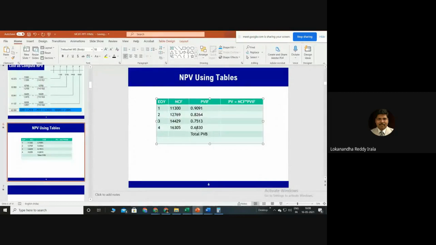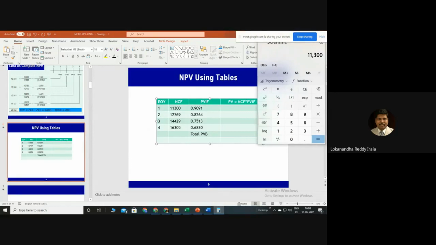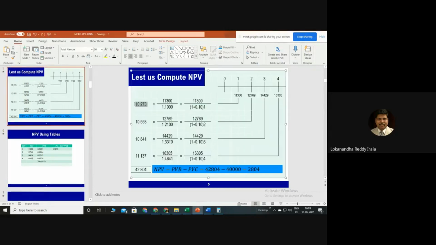Now, if you multiply the net cash flow with the present value interest factor, you get the present value directly. So let us see: 11,300 multiplied by 0.9091. You get 10,272.83. Let me take it as 10,273. You can now check, this is same as what we got here, 10,273.